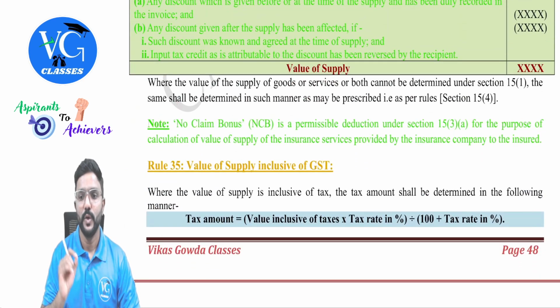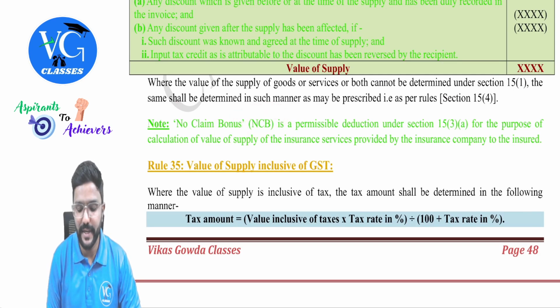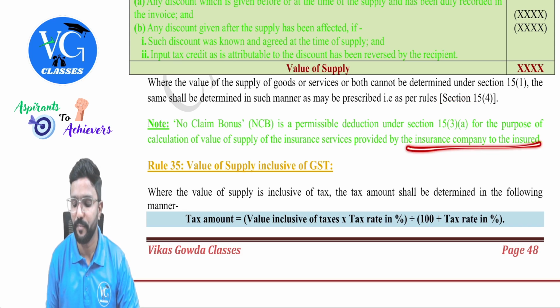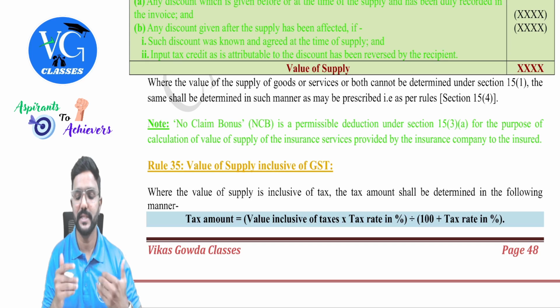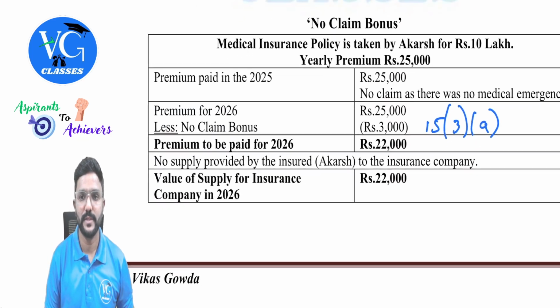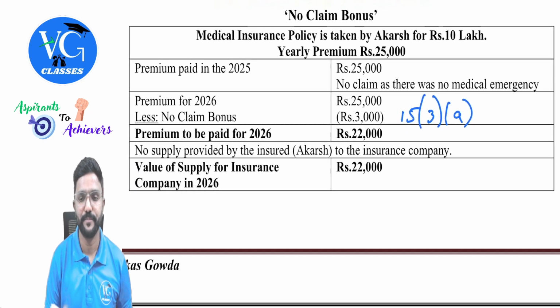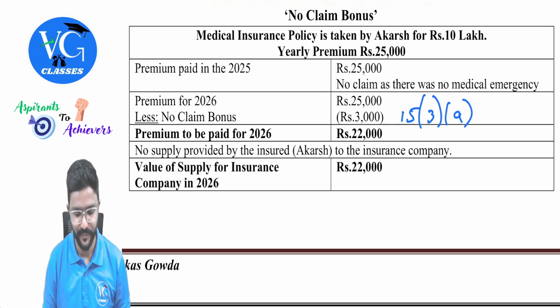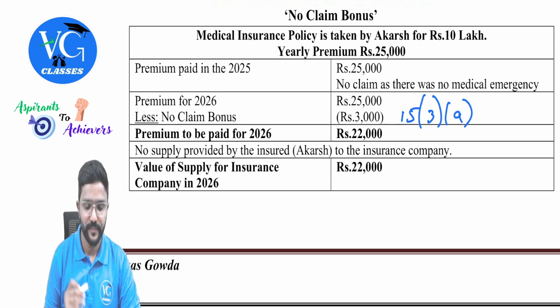No claim bonus, that is NCB in short, is a permissible deduction under section 15(3)(a) for the purpose of calculation of value of supply of the insurance services provided by the insurance company to the insured. What is this? I will try to explain with an example, guys. This also has a connection to the supply topic. If you remember this example, we already covered it in chapter 2.